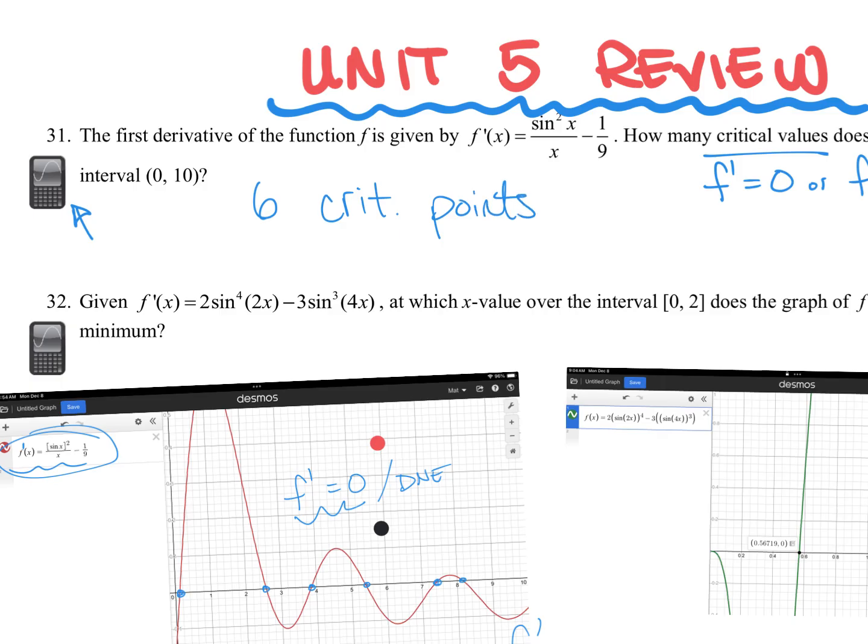Fantastic. The next one was also a calculator question, and again, we're given a graph of f prime, and we want to find where f has a relative minimum. So you should be instantly thinking, relative minimum, okay, f prime is going to change from a negative to a positive. Relative minimum, that's what happens. F prime changing from a negative to a positive.